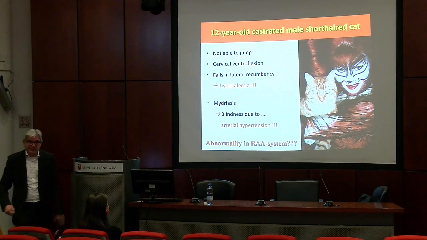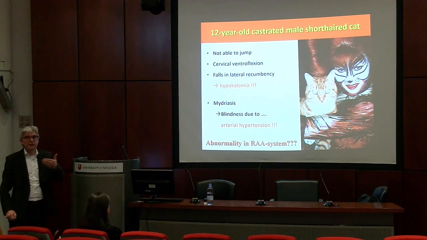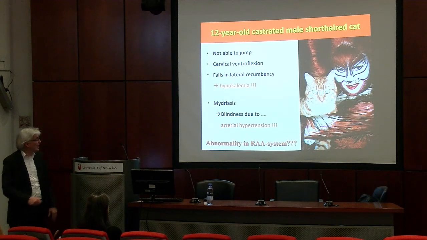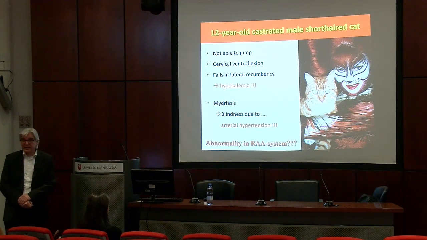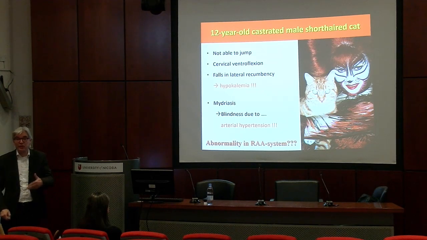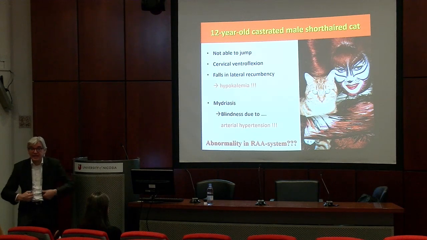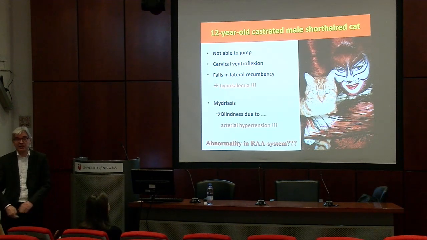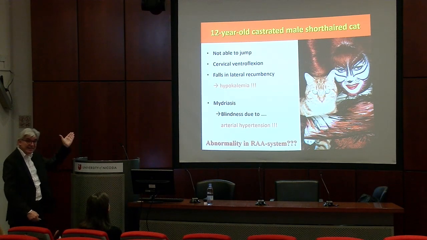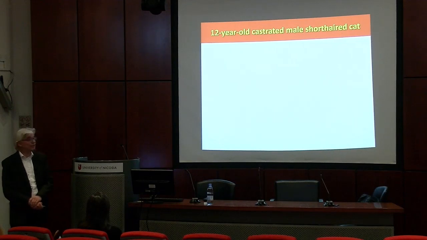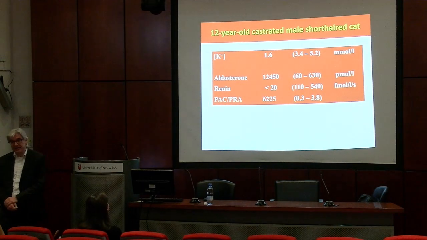Going back to our patient, the hypokalemia could be explained by too much stimulation of the aldosterone receptor, but also the bilateral blindness could be explained by too much stimulation of the aldosterone receptor if it would result in more sodium reabsorption and would result in more circulating volume, and because of that in arterial hypertension. So in a patient like this, you have to investigate the renin, angiotensin, aldosterone system. And that's what we did in this cat.